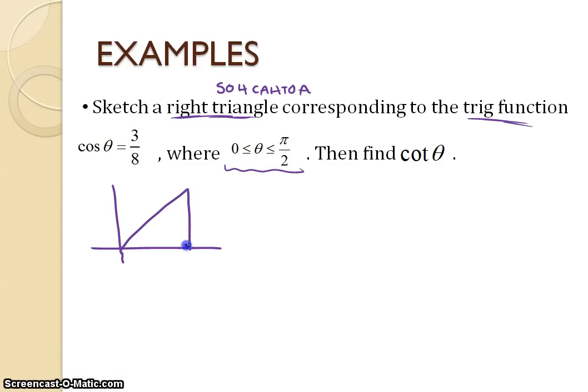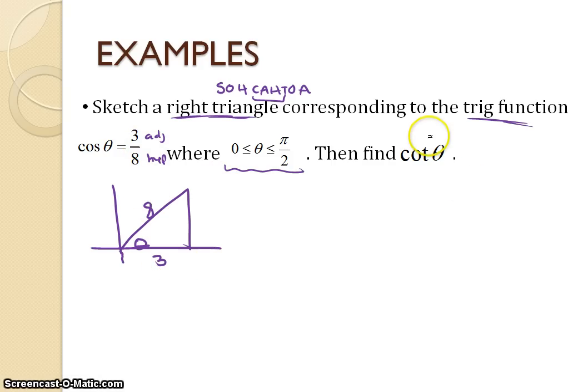So drawing this in quadrant 1, I have some angle theta. And remember, your angles always come out from the positive x-axis. So cosine, using SOHCAHTOA, is adjacent over hypotenuse. So if this is my angle theta, my adjacent side is 3 and my hypotenuse is 8. Of course, it could have been a scaled triangle, but it would be similar triangles where they're just going to reduce the fractions to 3/8. Okay. So we're going to have 3 and 8.